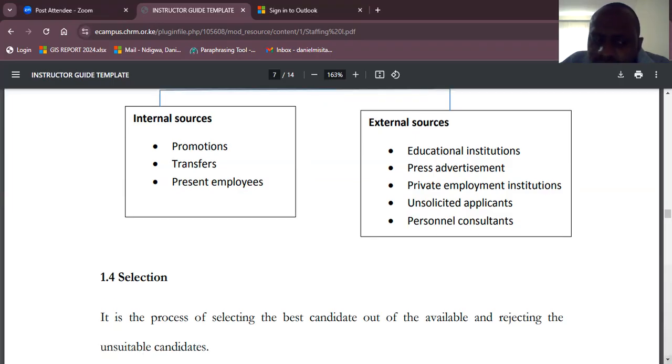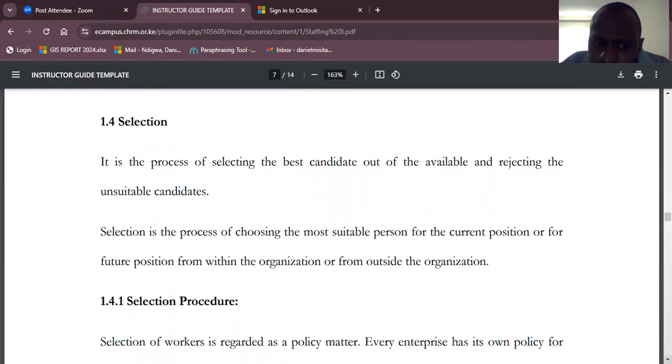Then let us look at selection. Selection is the process of selecting the best candidate out of the available and rejecting the unsuitable candidates. Once you recruit people, remember many people will be applying for those jobs, those who are qualified and also those who are not qualified. Every Tom, Dick, and Harry who is interested to work for that particular organization will apply. So it is upon you as the human resource to select the best candidate from that list and reject those you feel are not suitable for that particular position.